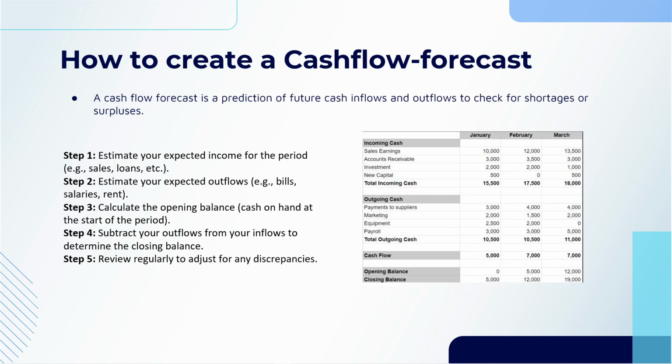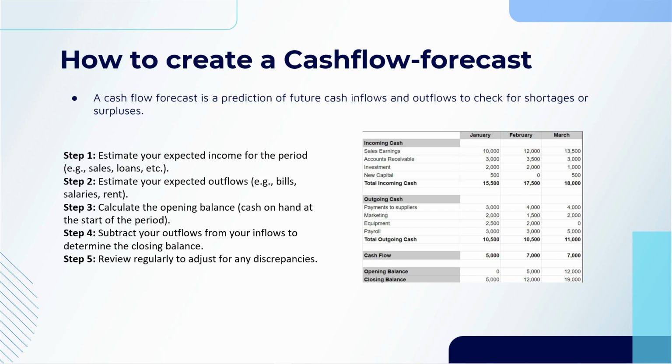Number 3, how to create a cash flow forecast. To prepare a cash flow forecast, start by estimating inflows such as sales or loans. Then estimate outflows like rent or salaries. Add your opening balance, subtract outflows from inflows, and you'll find the closing balance. You have to review a cash flow forecast regularly to keep it accurate.